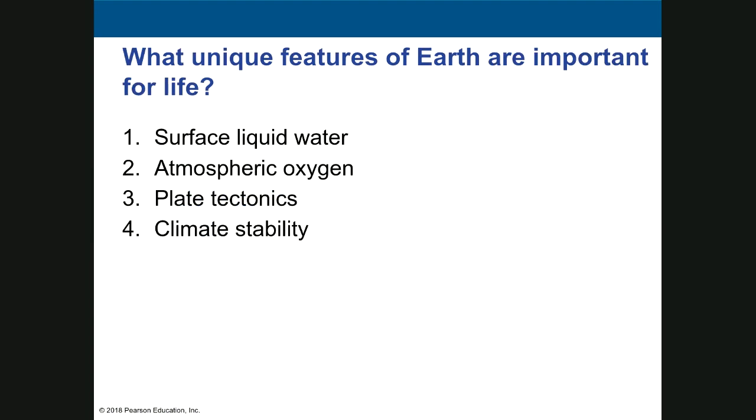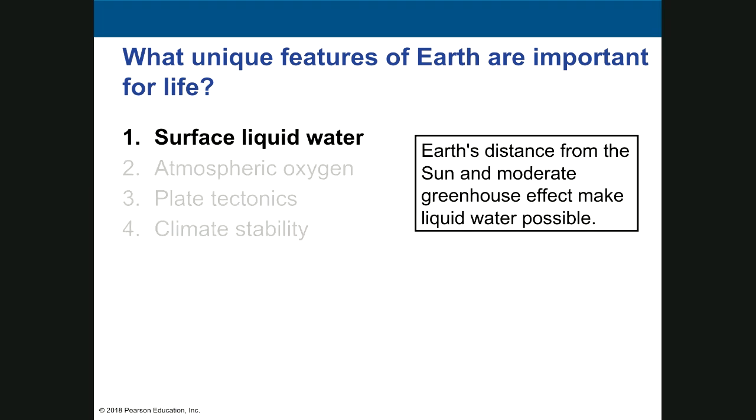So, the features that are important for life, and Carl Sagan sort of set these down, are climate stability, plate tectonics, atmospheric oxygen, and surface liquid water. And a lot of these work together too. So Earth's distance from the sun, we're in this habitable zone, and we have a moderate greenhouse effect, and that makes liquid water possible. So we want to keep the greenhouse effect moderate. If the greenhouse effect is too hot, that water evaporates very quickly.